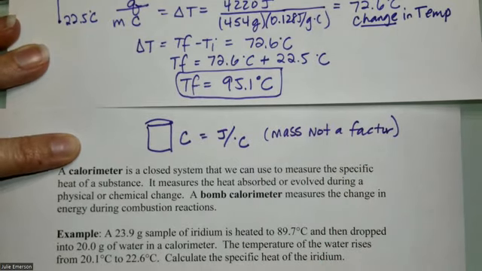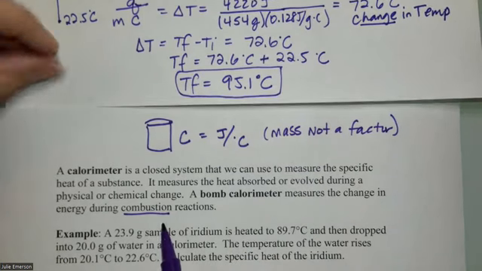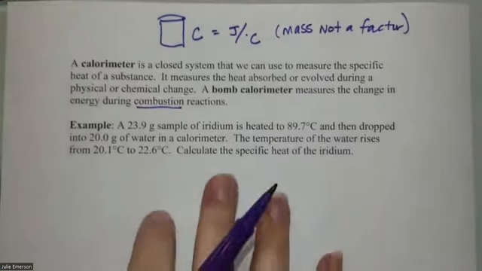The bomb calorimeter, that's when we like to do basically combustion, explosions, bombs, something like that, combustion. And then it produces a lot of energy.